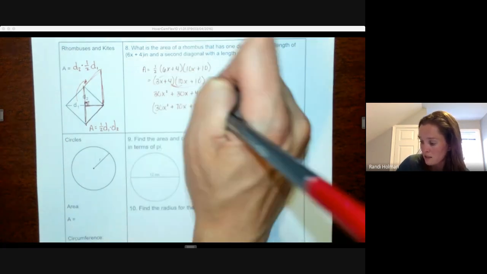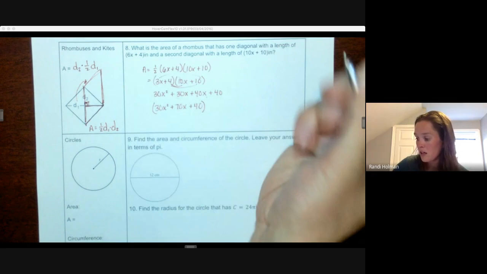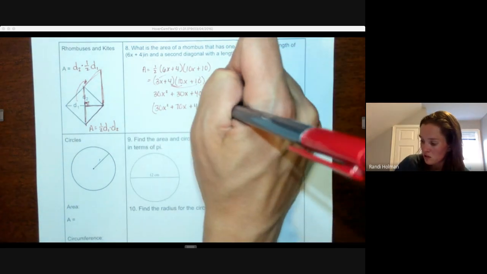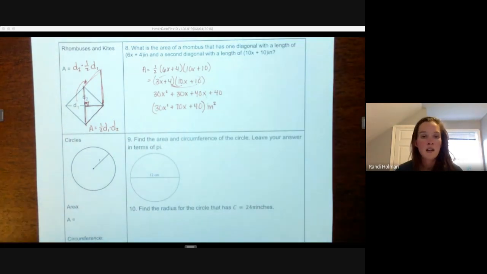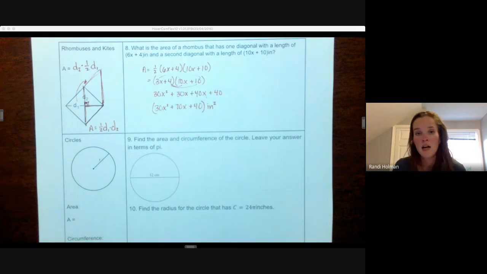And we want to keep in mind this is an area. So what are we looking at? This is inches squared. So our area there is that polynomial, and that's the information we have for it.